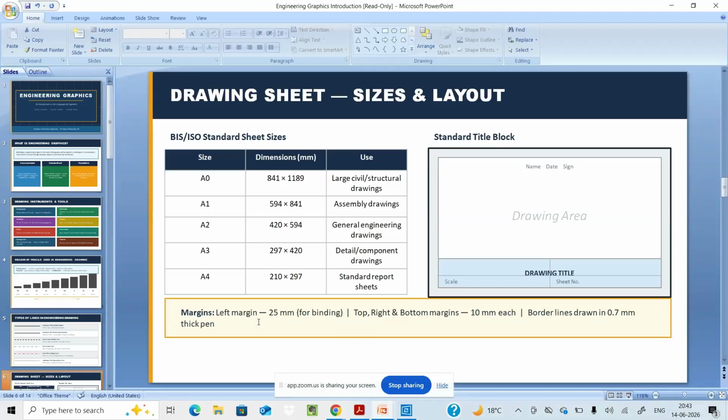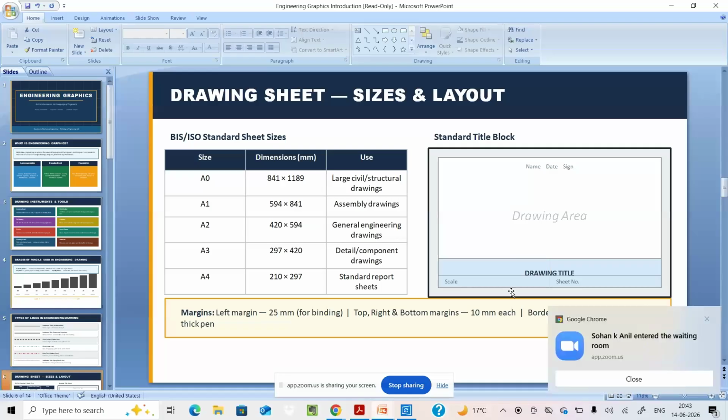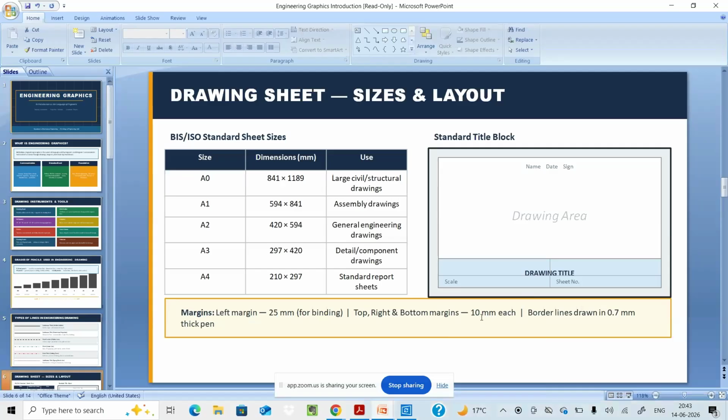These are the dimensions given. The left margin should be 25 mm for binding purposes. Top, right and bottom should be 10 mm each, and border lines are drawn at 0.7 mm. This is for binding, or you can punch it with a punching machine, or file it. So the left side margin alone should be 25 mm. For the remaining three sides, you can have 10 mm each. That is more than enough.